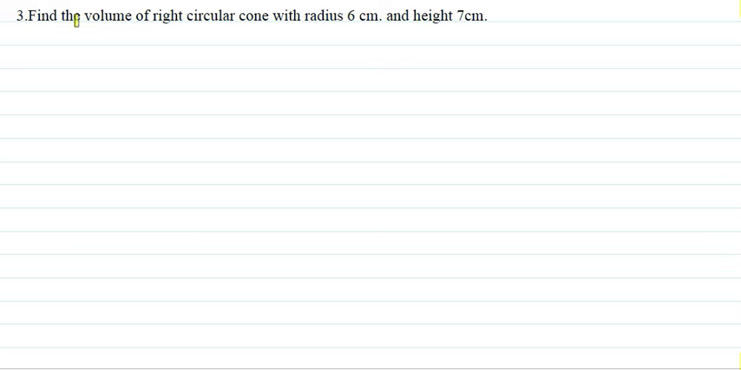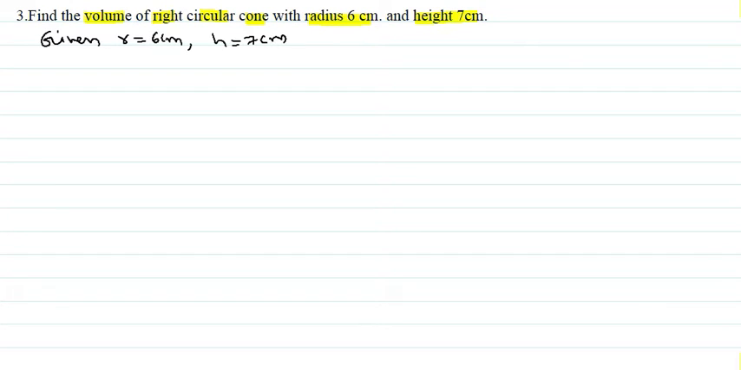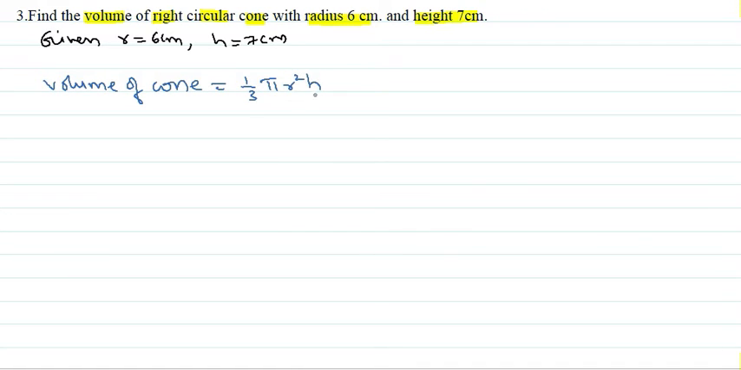Third question. Find the volume of a right circular cone with radius 6 centimeter and height 7 centimeter. Here given, radius is equal to 6 centimeter and height of the right circular cone is equal to 7 centimeter. So to find the volume of a cone, we are using the formula 1 by 3 pi r square h. So now substitute the radius and height in this formula.